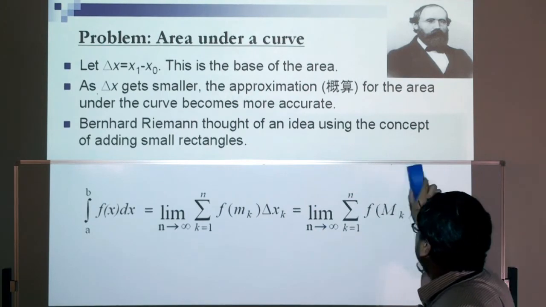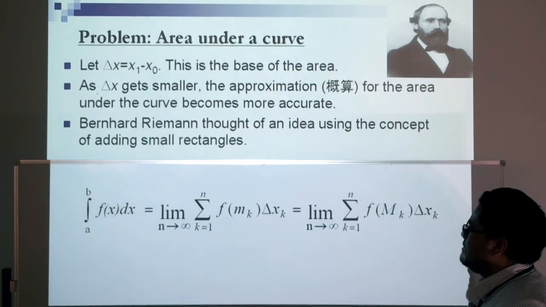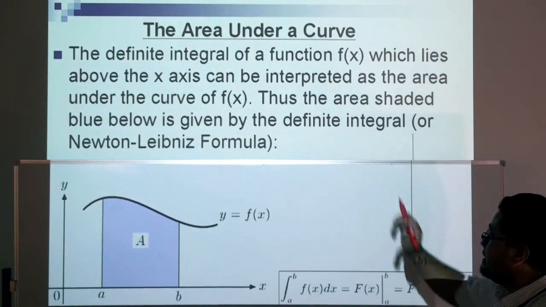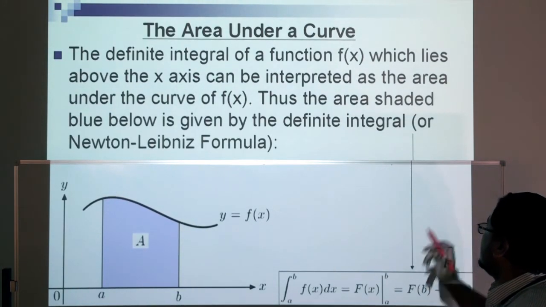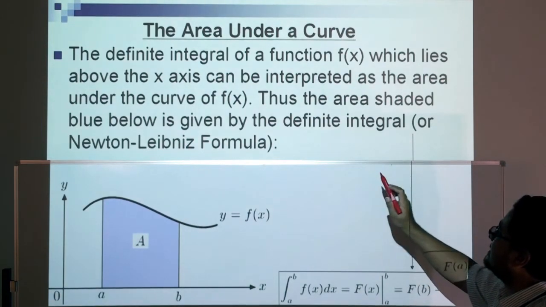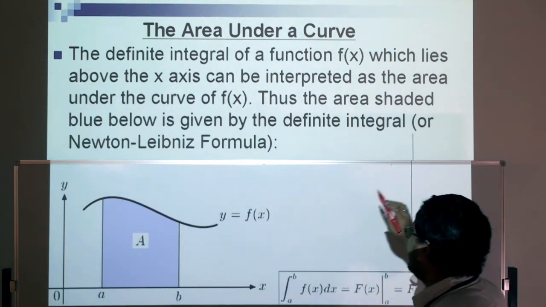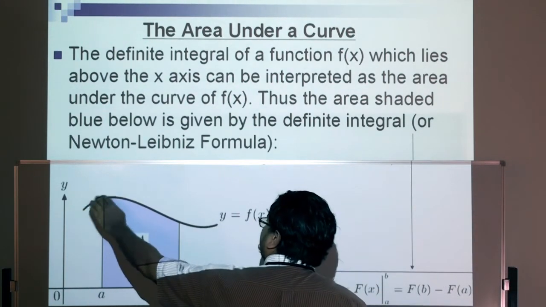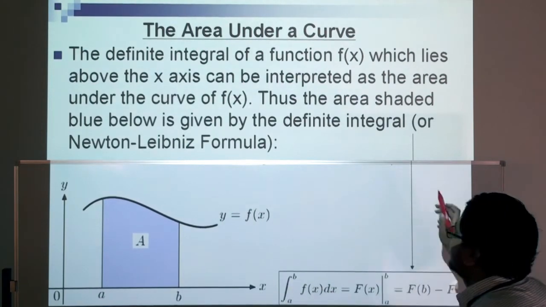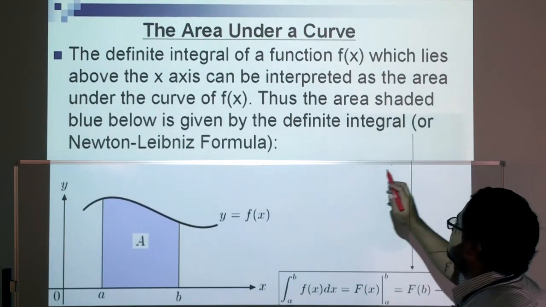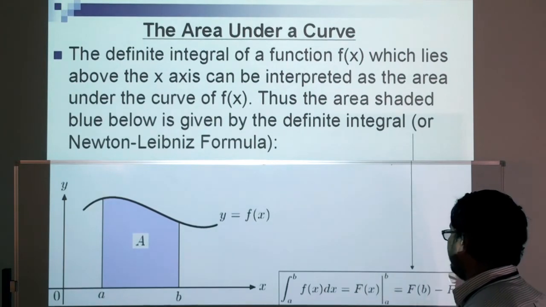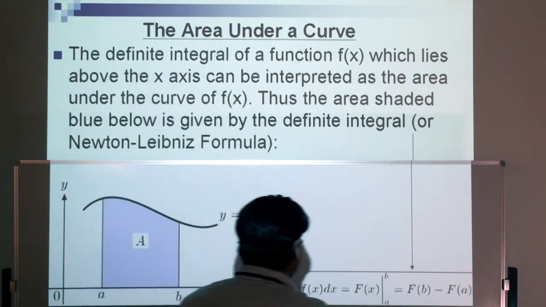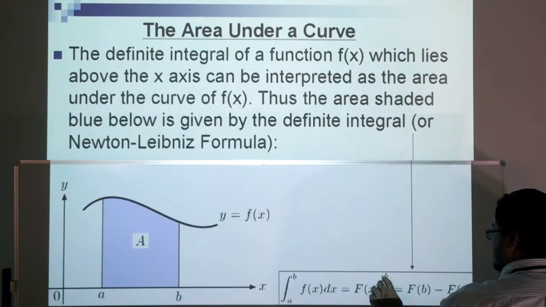Just briefly on that. Shall we move on to more on the practical side? So again, the definite integral of a function f(x), which lies above the x-axis, can be interpreted as the area under the curve of f(x). Thus, the area shaded blue below is given by the definite integral, or the Newton-Leibniz formula. So you can find out this area using this formula with your limits.